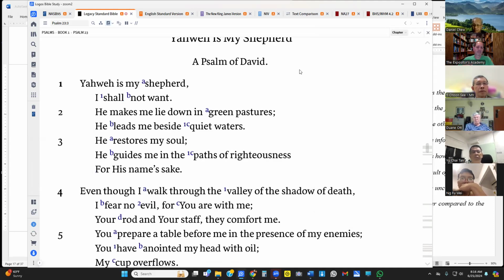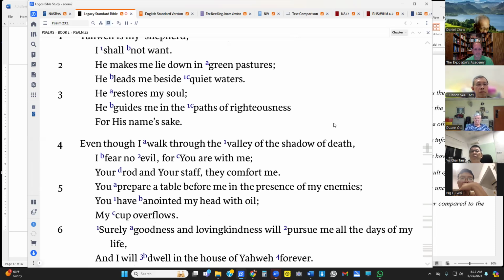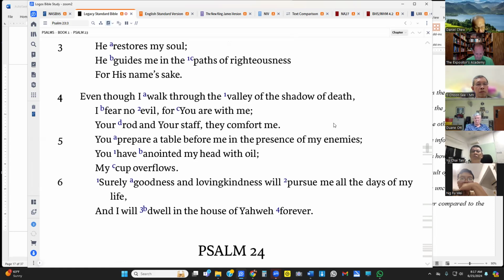Yahweh is my shepherd, I shall not want. He makes me lie down in green pastures. He leads me beside quiet waters. He restores my soul. He guides me in the paths of righteousness for his name's sake. Even though I walk through the valley of the shadow of death, I fear no evil, for you are with me. Your rod and your staff, they comfort me. You prepare a table before me in the presence of my enemies. You have anointed my head with oil. My cup overflows. Surely goodness and loving kindness will pursue me all the days of my life, and I will dwell in the house of Yahweh forever.